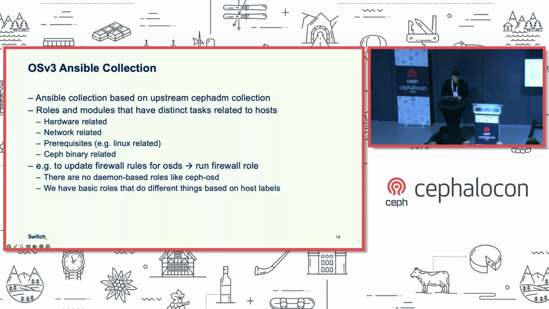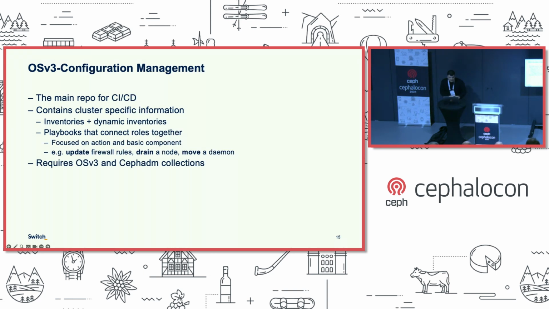Then we have another repo. This is the configuration management repo. This is basically the repo that glues everything together to provide the S3 service. So this is the main repo for the CI/CD.